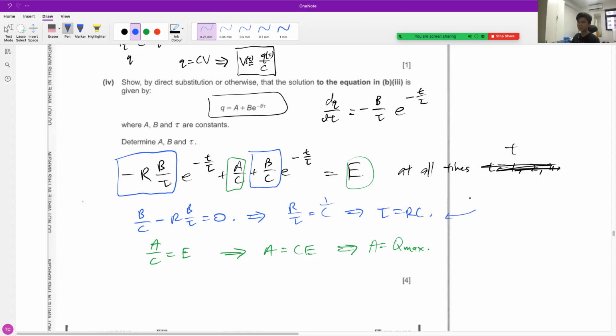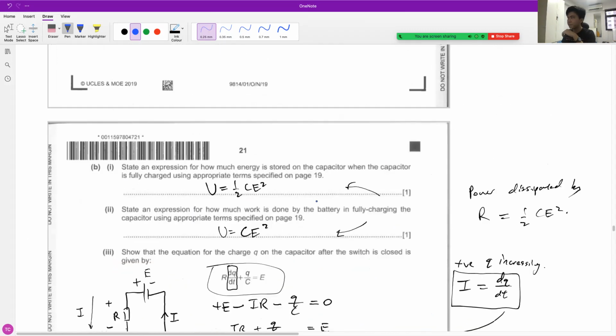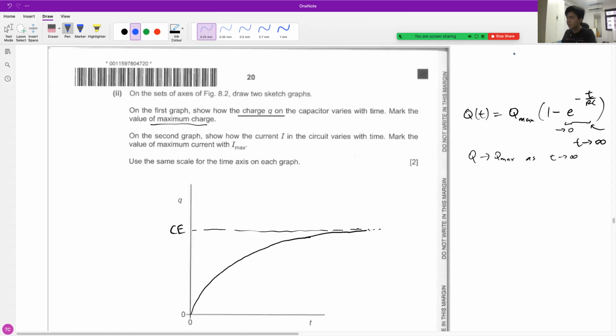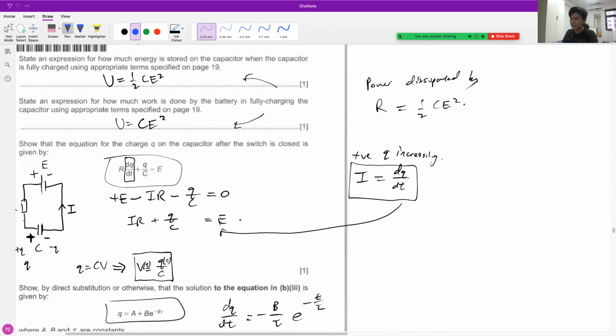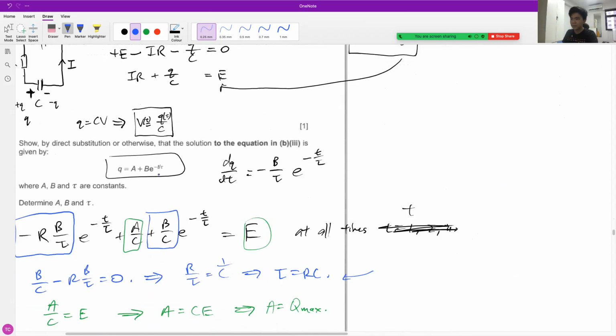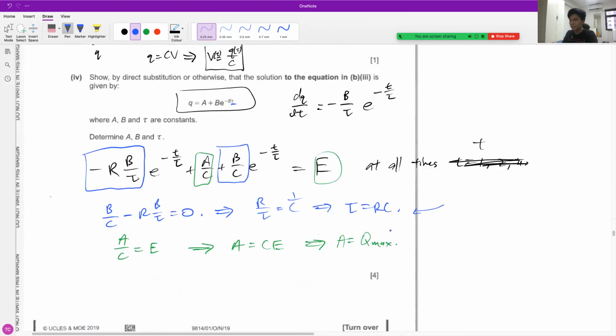So this is known as the RC time constant. Remember over here, the RC time constant appears in the denominator of your exponent. On top of that, we have found A, which turns out to be the max charge. We have found tau, which turns out to be RC, but how about B?